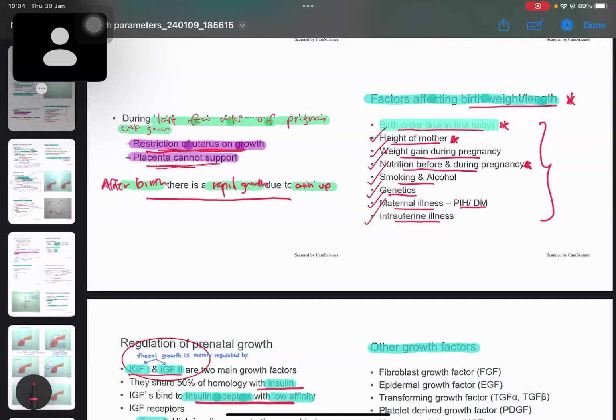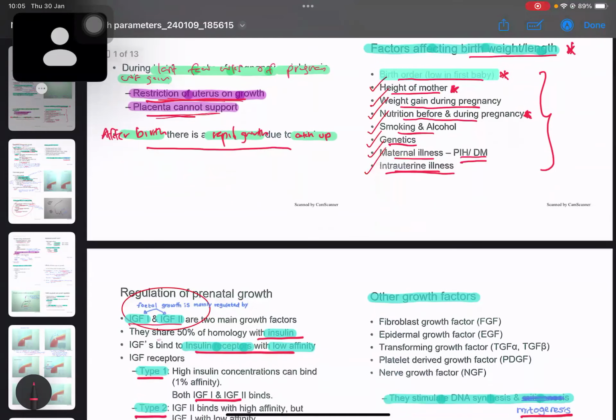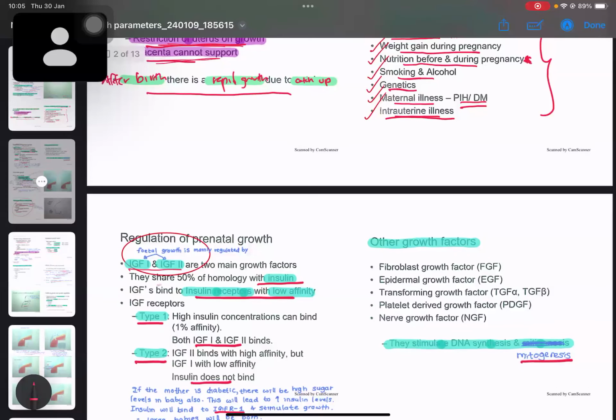So carefully read your question. Okay. Maternal illness. If the mother is having pregnancy-induced hypertension, diabetes mellitus during pregnancy, or if there is an intrauterine illness for the baby, those things will affect the birth weight or birth length of the baby. Okay, and these are common MCQ points.